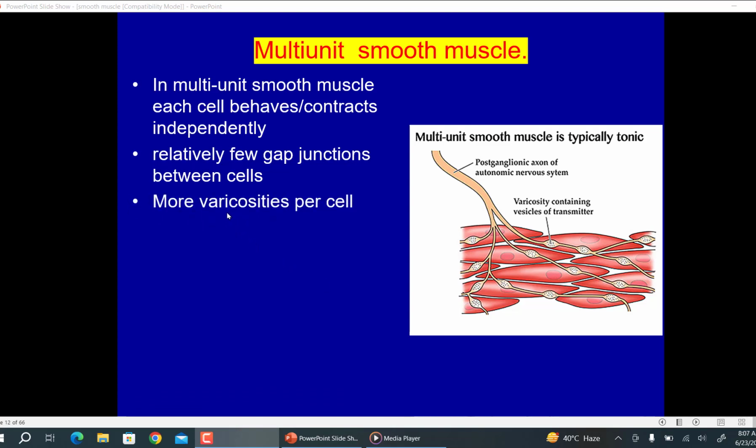More varicosities per cell. Here this is actually like the neuromuscular junction. So here the junction in smooth muscle is by the varicosities, and as in skeletal muscle, when every fiber gets the axon terminal, the same is here that most of the smooth muscle cells get innervated by these varicosities by the autonomic nerve cells.